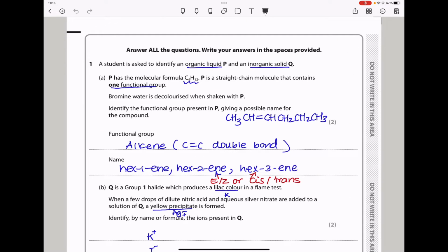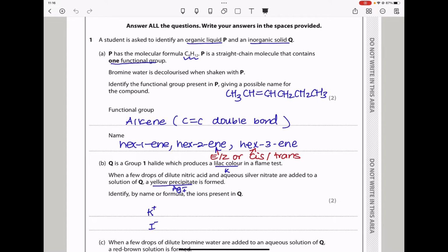Question 1. A student is asked to identify an organic liquid P and an inorganic liquid Q. P has the molecular formula C6H12 and P is a straight-chain molecule that contains one functional group. Bromine water was decolorized when shaken with P. Identify the functional group in P, giving the possible name for the compound.